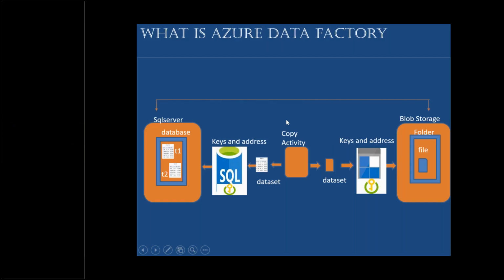Who is going to do the actual thing? Integration runtime is going to do the actual copy. Copy activity is not going to do it. Integration runtime is a compute infrastructure that is going to do the actual data copy.